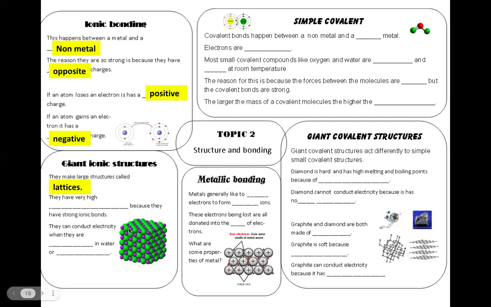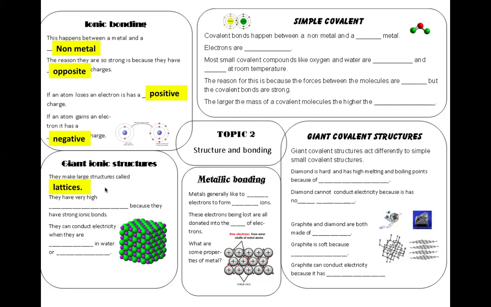You've basically got lots of positively charged and negatively charged ions that are arranging themselves together to form a bigger structure, which we call a giant ionic structure. Think about giant, think about big. So giant ionic structures like sodium chloride make large structures that we call lattices.